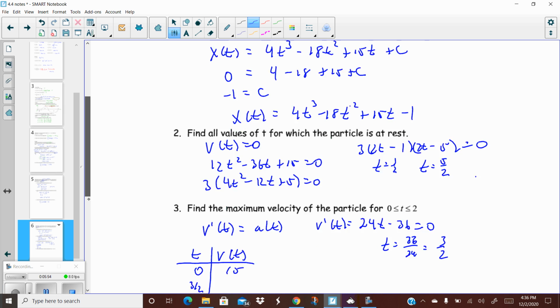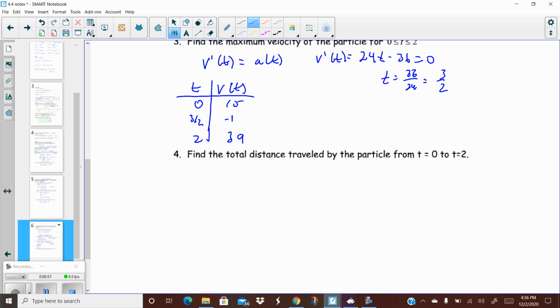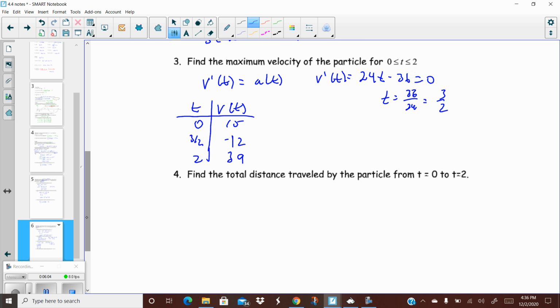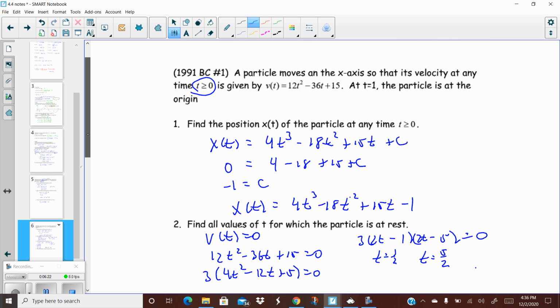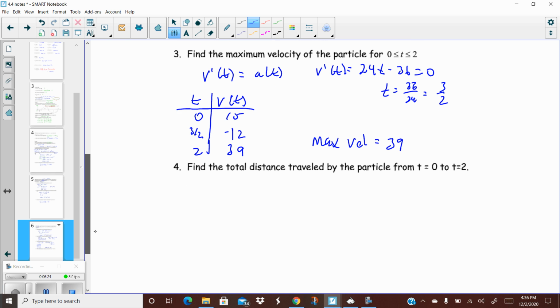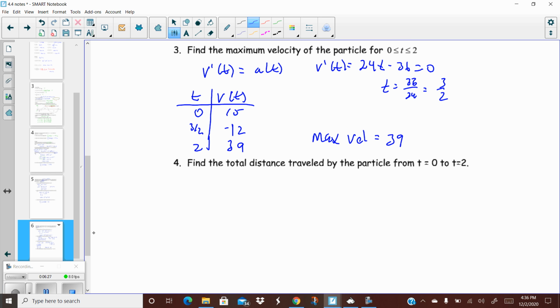Okay, let's scroll back down here. So what that tells me is that 3 halves is actually going to be a minimum. So the maximum velocity is going to occur at time t equals 2. So the maximum velocity is 39. Were we given units on this one? Nope, no units. It would be something like meters per second or feet per second or feet per minute. Maximum velocity is 39.